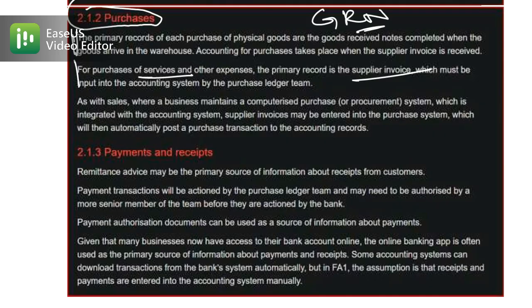In the financial cycle, payment and receipt are very important, and this is where the money actually moves, either coming into the business or going out. Just like sales and purchases, these transactions need to be properly documented and recorded. So we have to discuss payment and receipt.